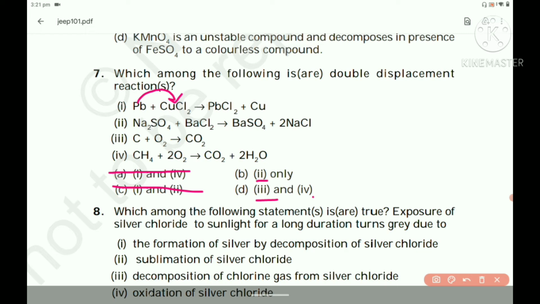Na2SO4 plus BaCl2 gives BaSO4 plus 2NaCl. It is a double displacement reaction because the position of sodium is being occupied by barium, giving barium sulfate, and the position of barium is occupied by sodium, giving NaCl. So isn't it a double displacement reaction? So 2 should definitely be there. But what about the rest of the reactions? The third one is a combination reaction. The fourth one is again single displacement. So these two are wrong. First one is wrong, second is correct. So B or 2 only.